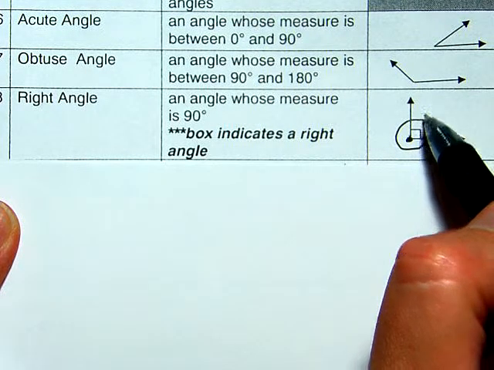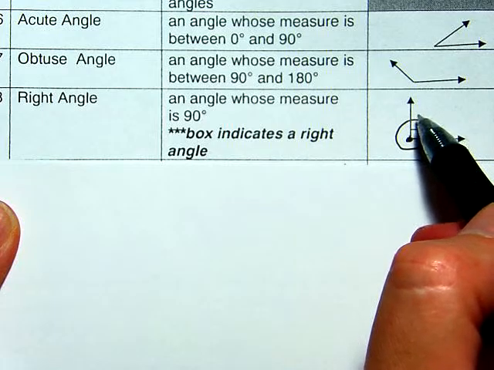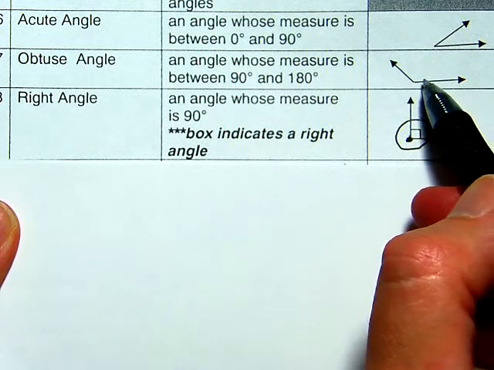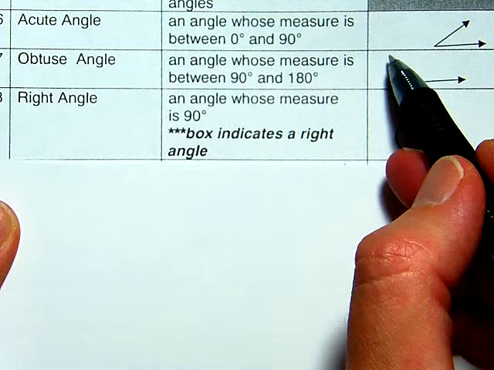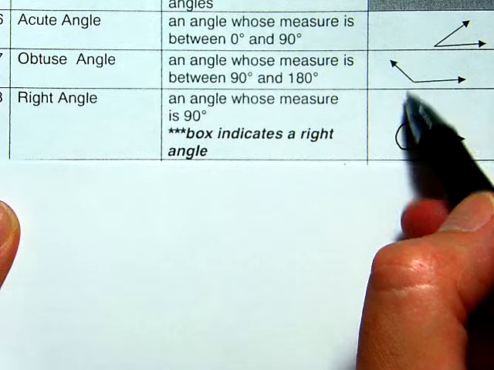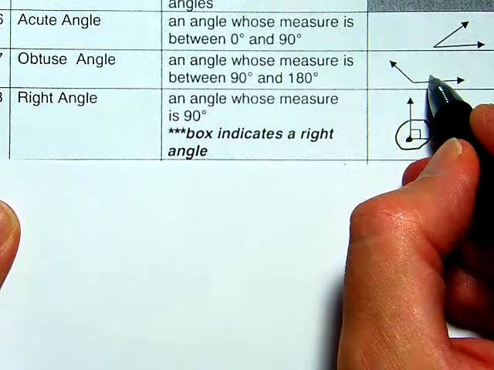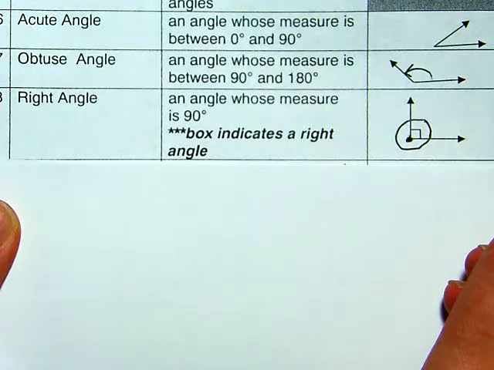An angle which is larger than the right angle is an obtuse angle. This is an angle whose measure is between 90 and 180 degrees. Okay, so it's greater than 90 degrees, and that makes it a larger angle measure between the two sides of the angle.